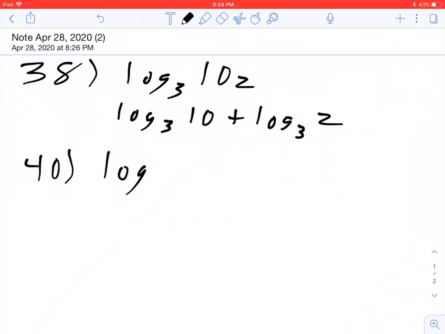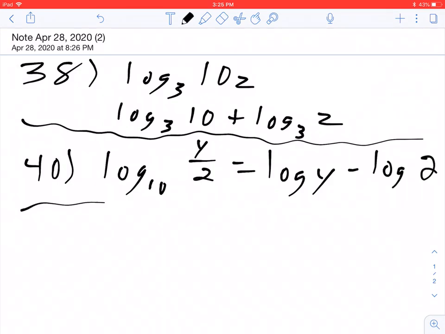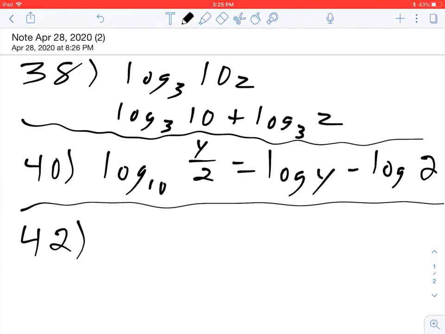Now, number 40 is log base 10 of y over 2. This one is going to use the quotient property, which says that if we have a log of a quotient, we can split those up. Also, it says log base 10 in the book. You do not need to write the 10. If there's nothing written there, it is understood to be 10. So I'm not going to do that. I'm just going to write log of y, and then it's subtraction, log of 2, just like that. There's number 40.